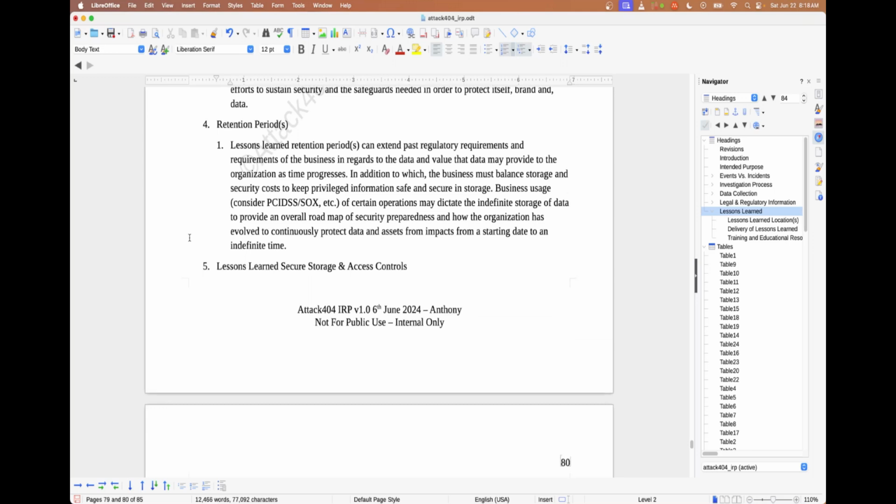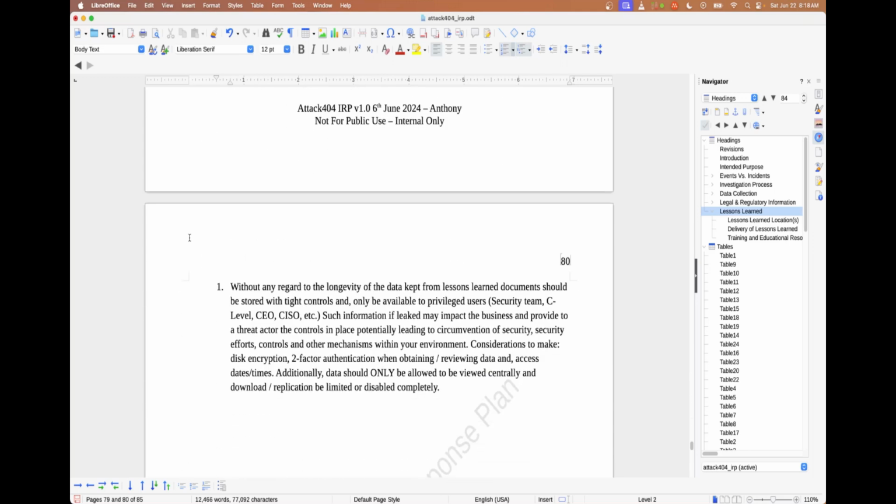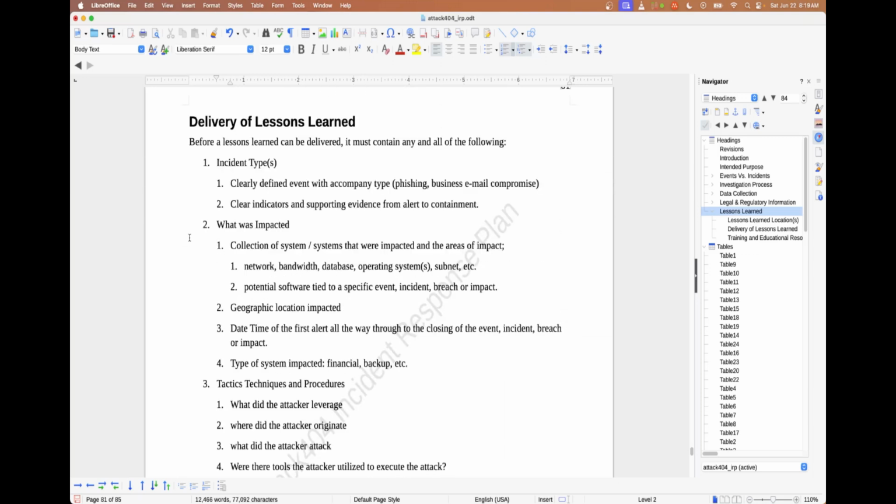And lessons learned, and how you secure that data and how it's stored and who has access to it, is a whole other ecosystem that I'll leave for another day. So delivery of lessons learned, we're basically going to highlight the incident types. Was it phishing? Was it business email compromise? Was it illegal access? Was it brand impact? All that's going to come into play when we do a lessons learned.